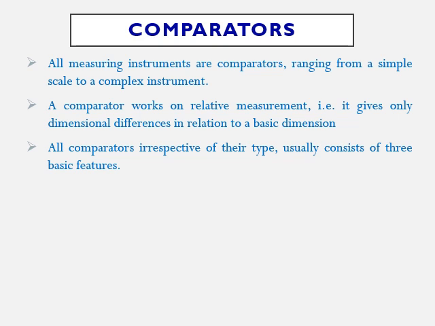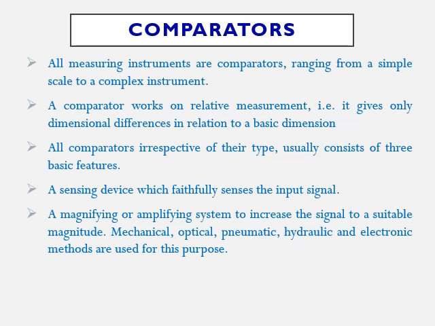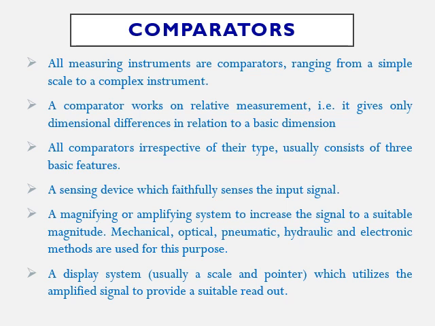All comparators, irrespective of their type, usually consist of three basic features. The first is a sensing device, the second is a magnifying or amplification device, and the third is the terminating device or display system. A sensing device faithfully senses the input signal, that is, through a device we give some input, and in a magnifying device the signals are amplified. Let me take a simple example of a speaker. To a speaker a sound signal is sent.